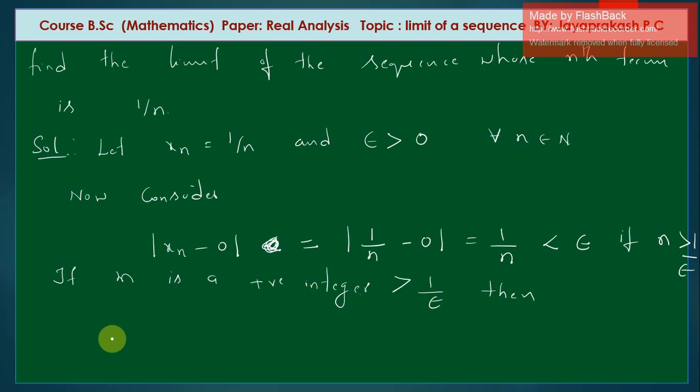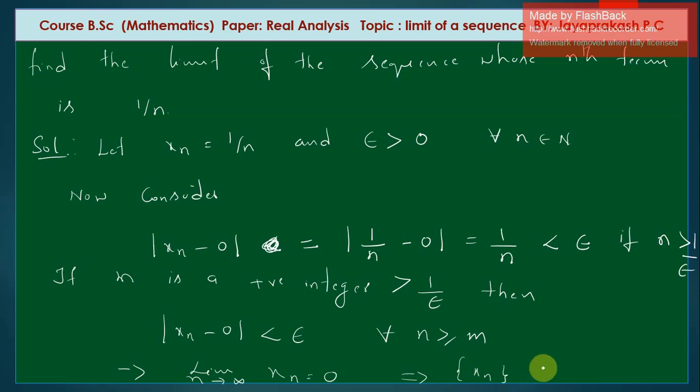then modulus of xn minus 0 is less than epsilon for all n greater than or equal to m, which implies that the limit as n tends to infinity of xn is equal to 0. Therefore, the sequence xn converges to 0. This is the first problem.